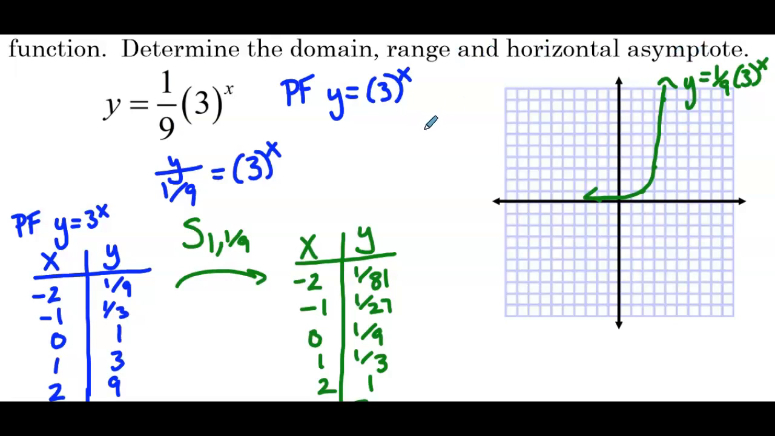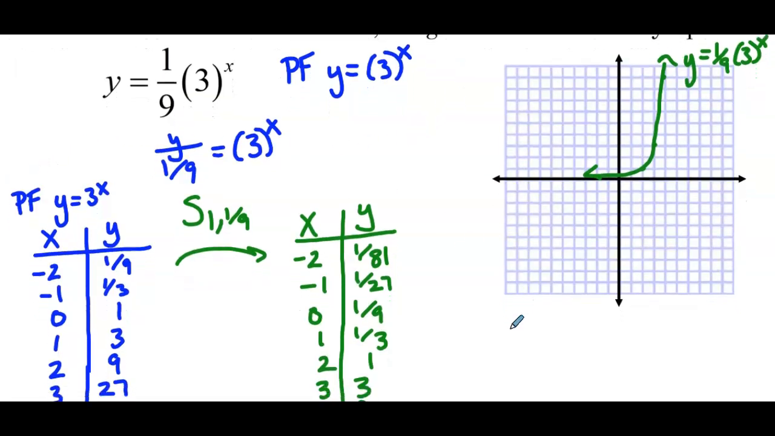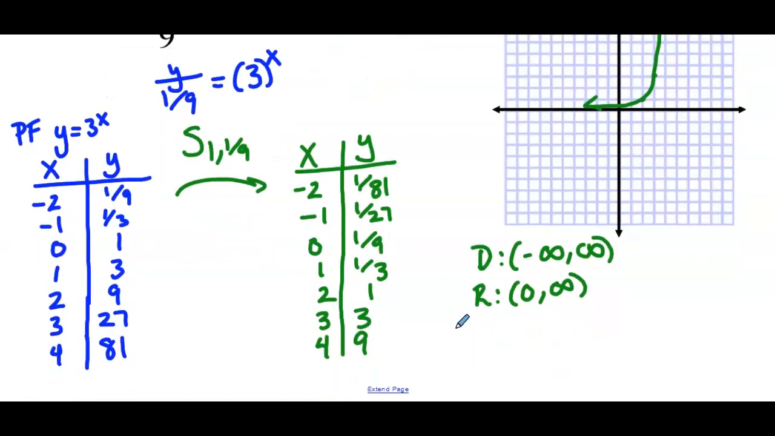Now they ask us to find domain, range, and horizontal asymptote. Okay, so our domain, as we go left to right, every x value works, so that's all reals, -infinity to infinity. Our range, the fractions get smaller and smaller, but never reach 0. So 0 to infinity, not including 0. And our horizontal asymptote, which I'll abbreviate HA, well, the y values get closer and closer to 0. So our horizontal asymptote is y equals 0. So there we have our first exponential graph that's been transformed, in this case with a scaling.